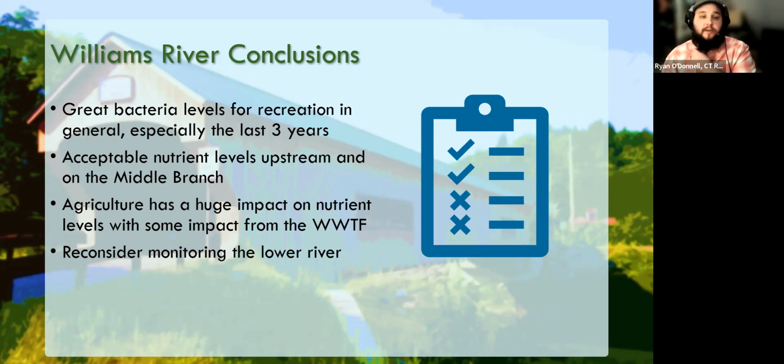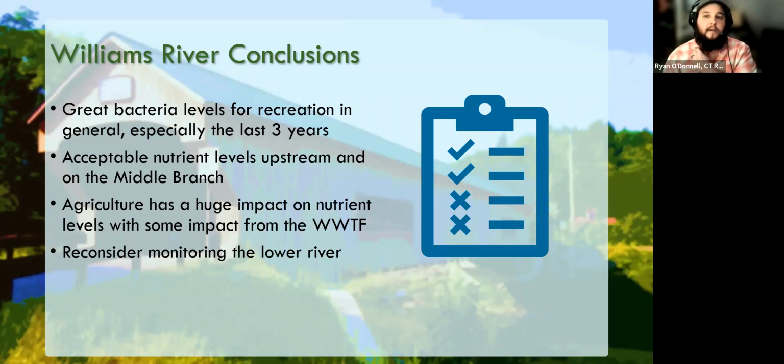Upstream, there are acceptable nutrient levels, and the middle branch is doing really well. But agriculture has a huge impact on the nutrient levels, and there's some impact from the wastewater treatment facility.